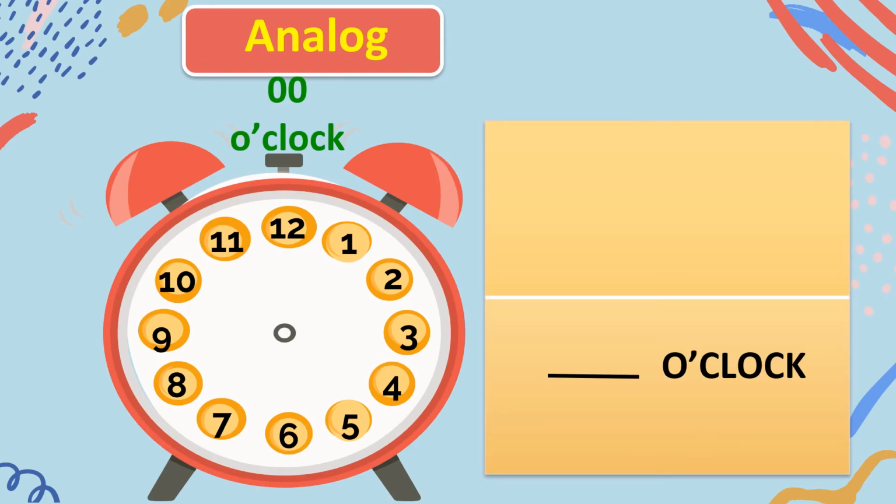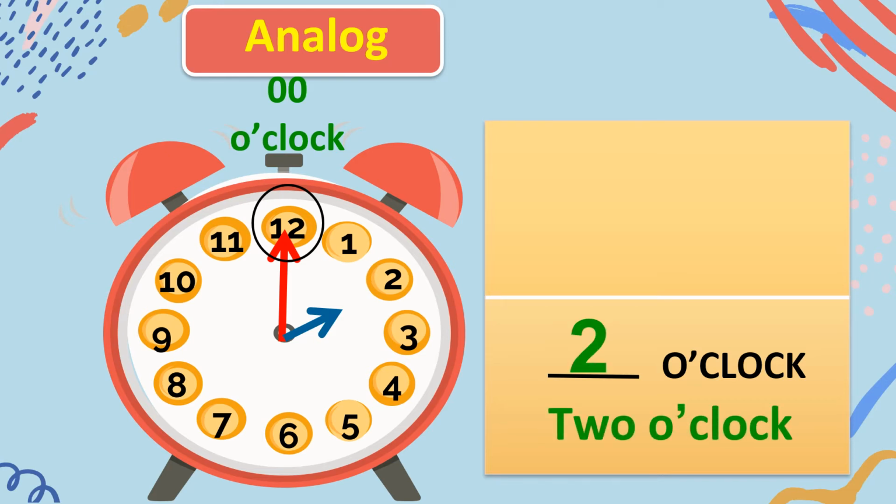Let's answer that example together, my kids. I have here an analog clock face. In analog form, the short hand tells me the exact number. So here, the short hand points to 2 and the long hand tells me o'clock. When the long hand points to 12, it means o'clock. So the time is 2 o'clock. Why? Because the short hand points to 2, it means 2, and the long hand points to 12, it means o'clock. So it's 2 o'clock.